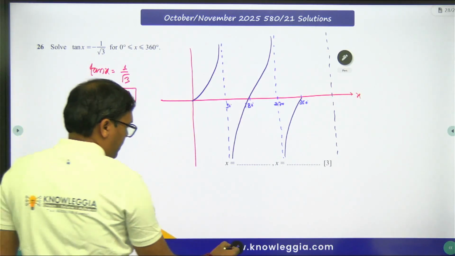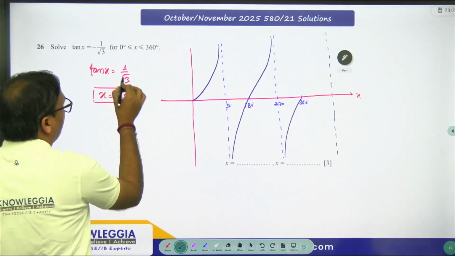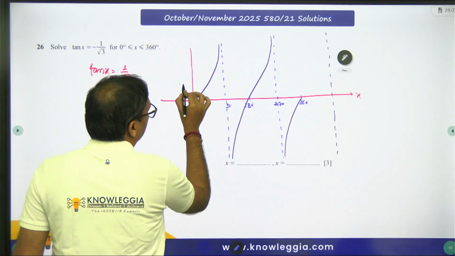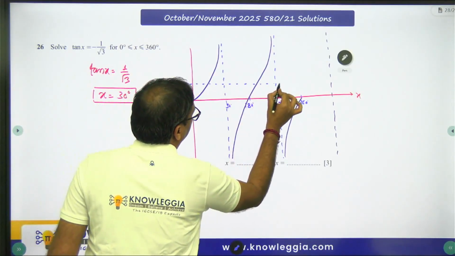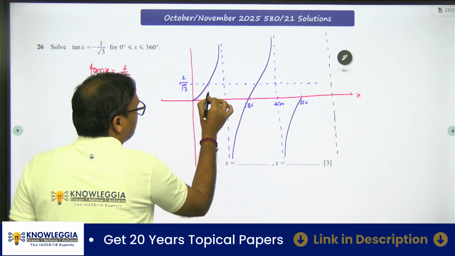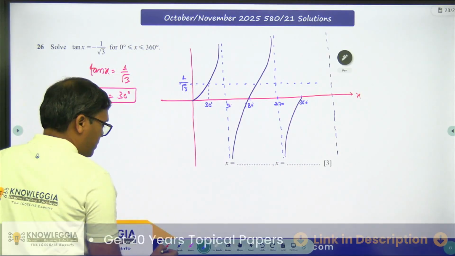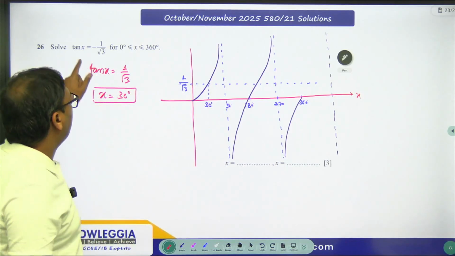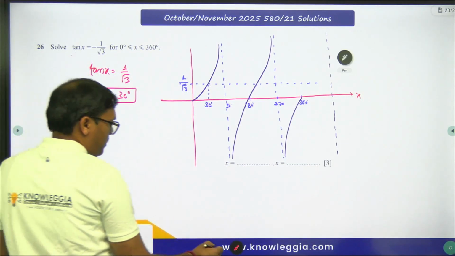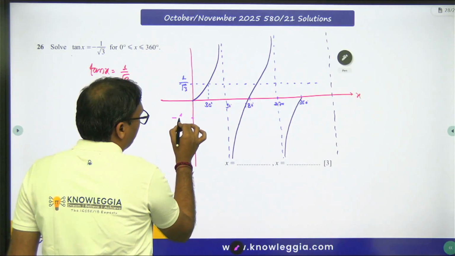Now see, we know the value at 1 by root 3. You can see this is 1 by root 3 on the positive direction, and this is equal to 30 degree. Now, if this is 30 degree, how can you find the value of tan x equal to minus 1 by root 3? This is our question. So minus 1 by root 3 is exactly the same, which is below, exactly the same here.